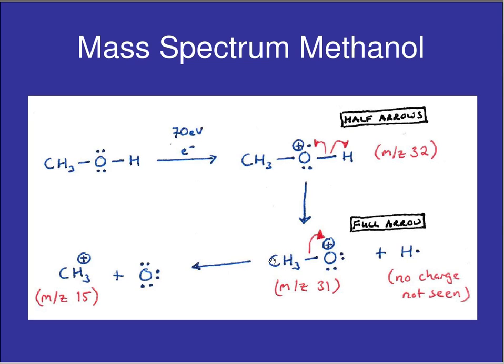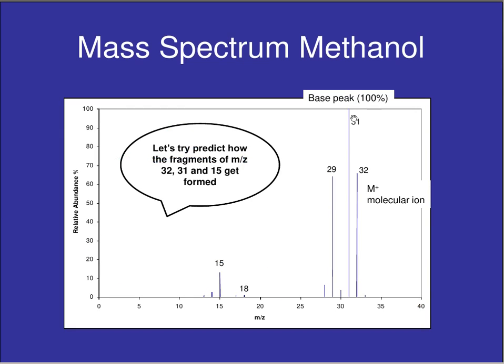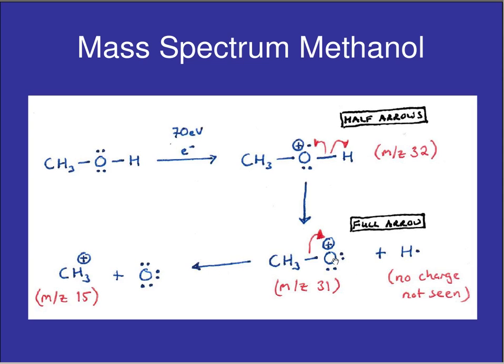This is a normal cation, but its mass now is 31 and its charge is 1, so we can calculate a mass to charge ratio of 31. The hydrogen atom has no charge, so it's not seen. So we now know the fragment that is giving rise to the peak at 31, and we know from the mass spectrum that this is the most stable fragment during the fragmentation of methanol.